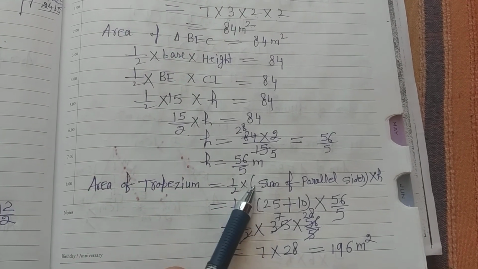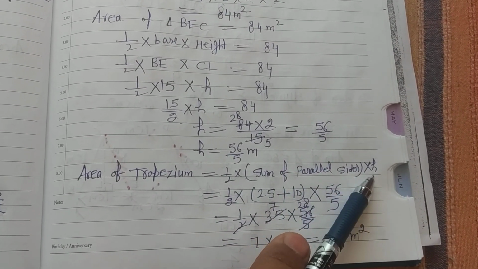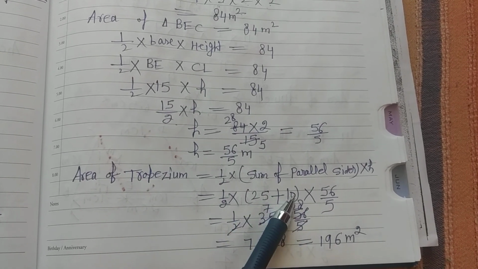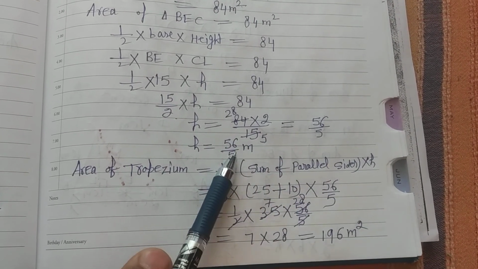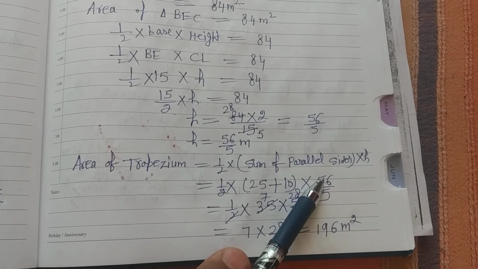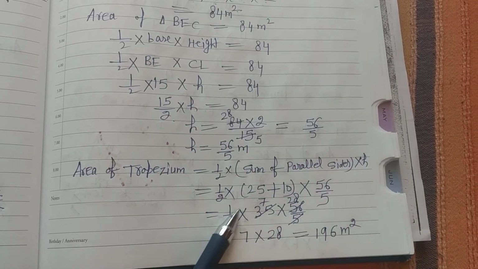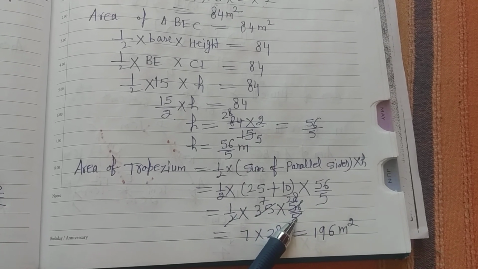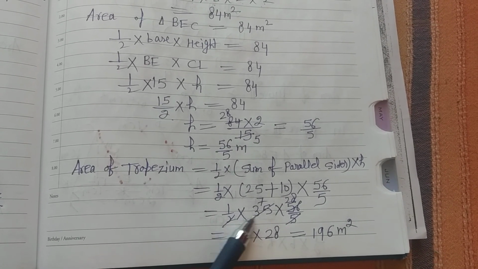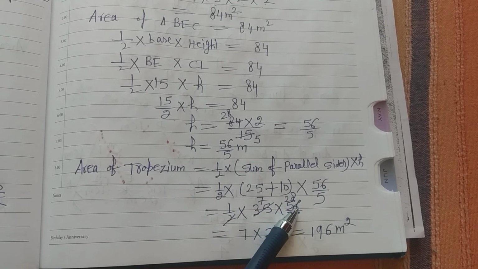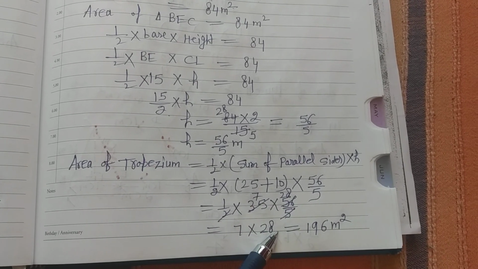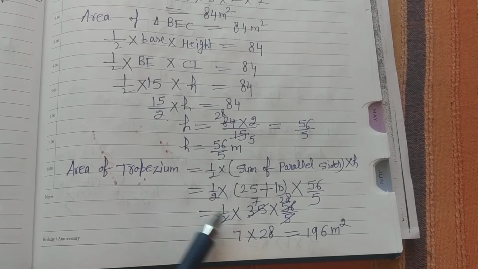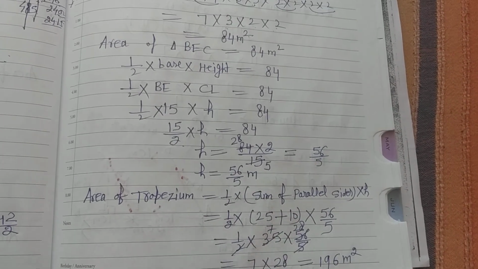So the area of the trapezium is 1 by 2 sum of parallel sides into h. This is the formula for the area of a trapezium. So parallel sides are 25 and 10, it is given in the question, and the height we have calculated is 56 upon 5. So 25 plus 10, it is coming 35 into 56 upon 5. 5 and 35 will cancel out. So 2 and 56 will cancel out. It is coming 7 into 28. So it is 196 meter square. This is the area of the trapezium.